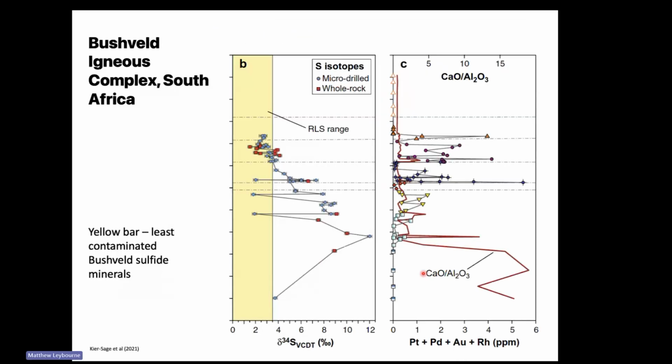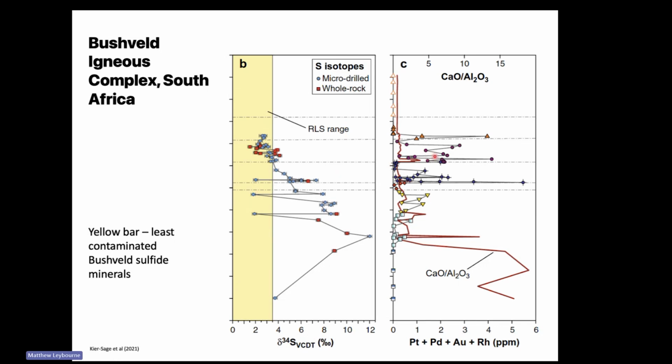Now we can look at the Bushveld igneous complex, which is in South Africa, and we can see a similar thing. This is some data that a student of mine did some years ago. The yellow bar here represents the sulfur isotope values of the least contaminated massive sulfides, or sulfide minerals, in the Bushveld complex. On the right is some data he did for a drill hole going down into the country rocks in part of the Bushveld.